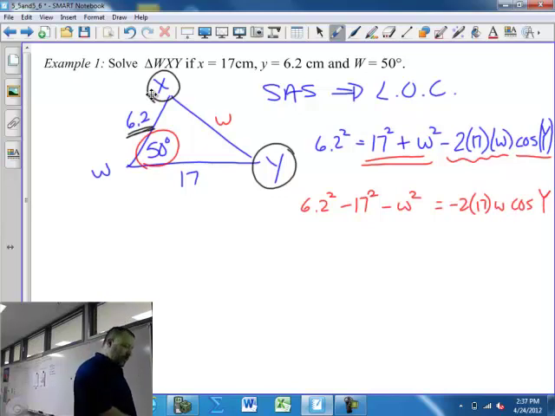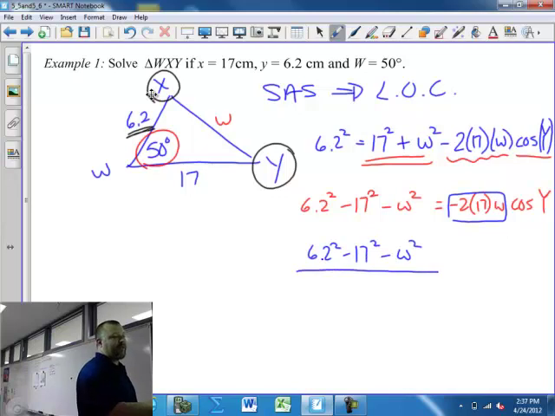So negative 2 times 17 times W is just like the coefficient. Yeah, that's just a number. So we could just divide both sides by negative 2 times 17 times W. So we have 6.2 squared minus 17 squared minus W squared, divided by negative 2 times 17 times W, equals the cosine of Y.